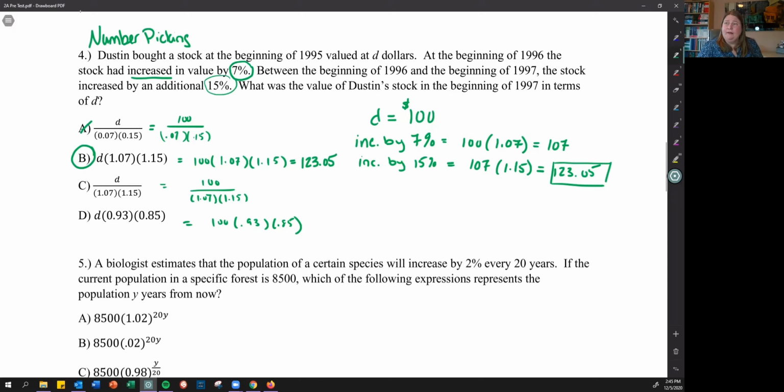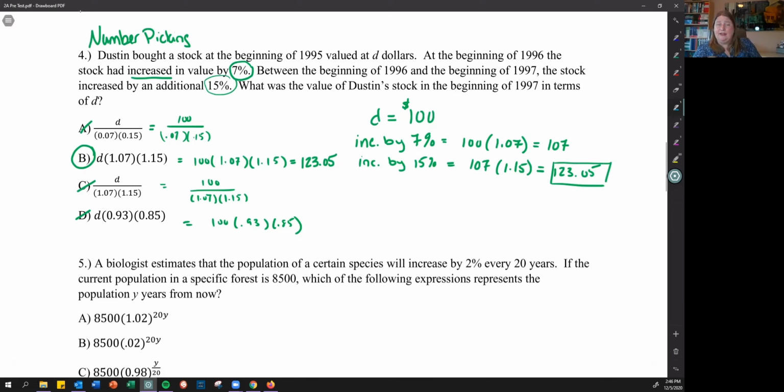It is still a good idea, even though you really like B as your right answer, to try the last two options, because there is a possibility a second option will also give you $123.05. It does not happen in this question, but if it were to happen, you'd have to go back and pick a new number.